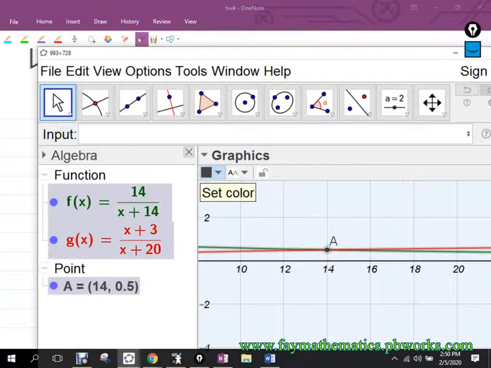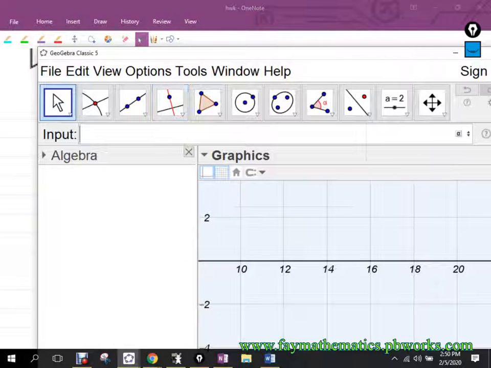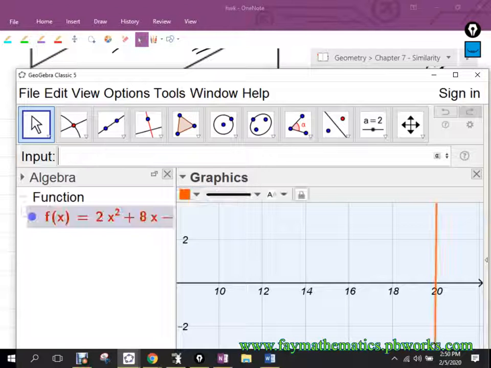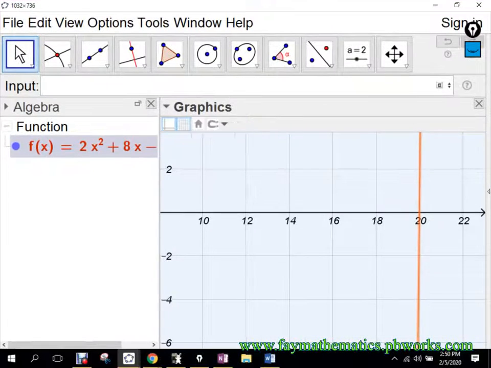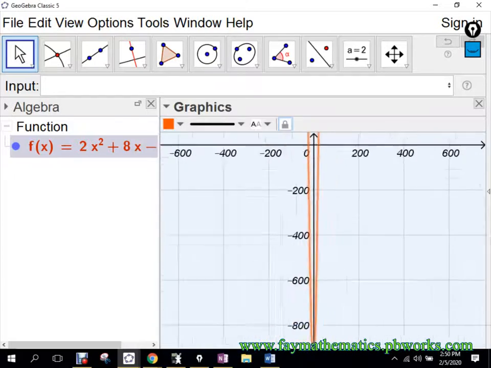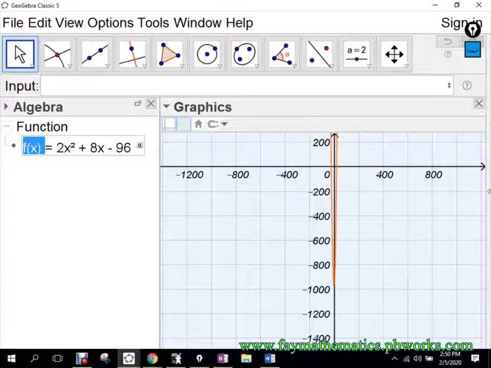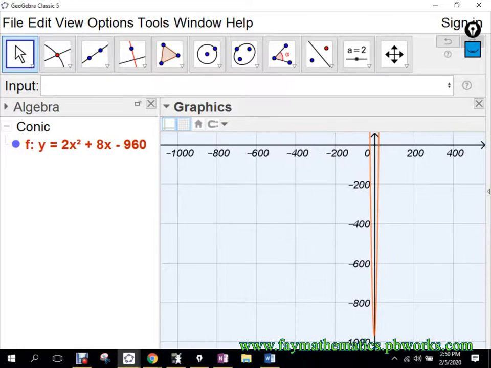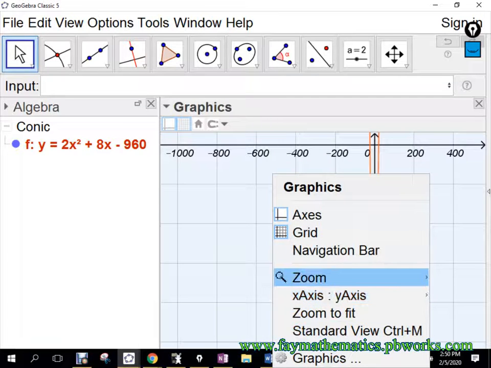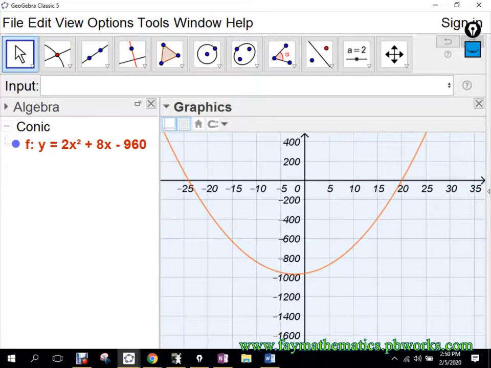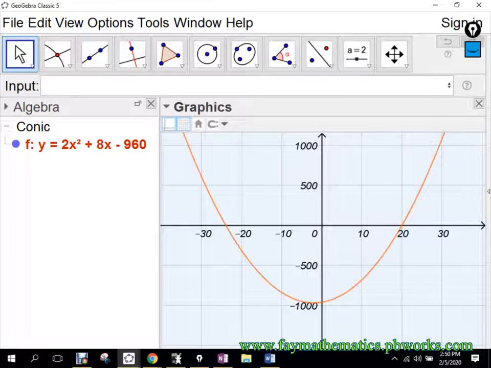If I take like 2x squared plus 8x minus 960, and let's do it this way. Let's write it as y equals that. Let me just change the scale here real quick. X-axis. Let's go. So there's my parabola that we're working with, right? Does that make sense? Okay.